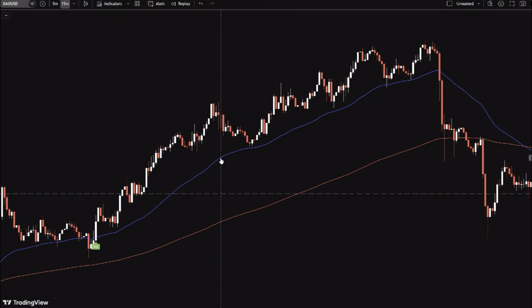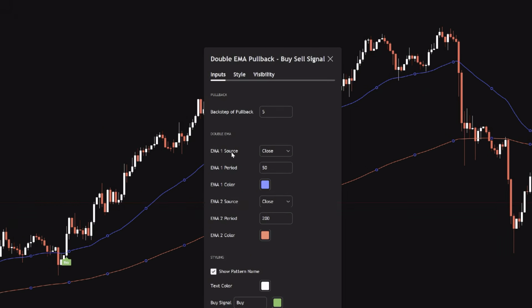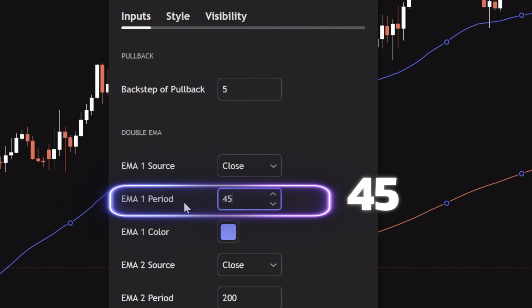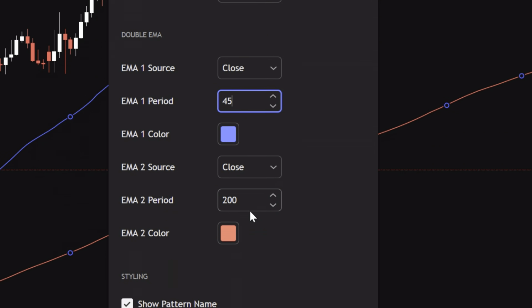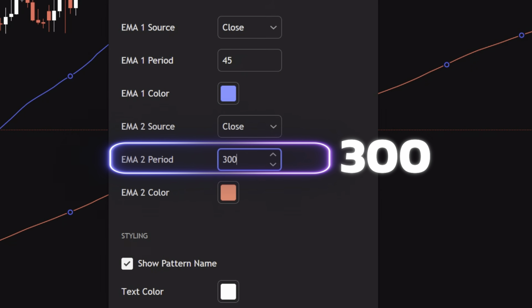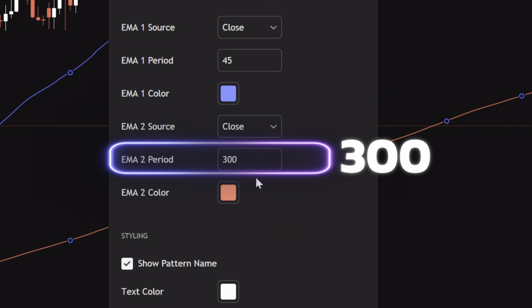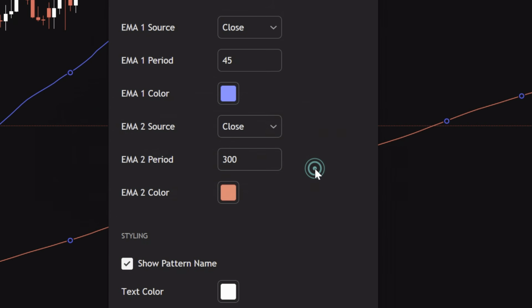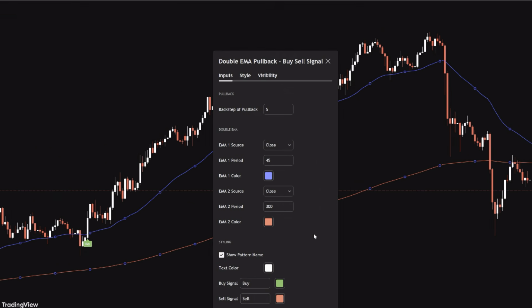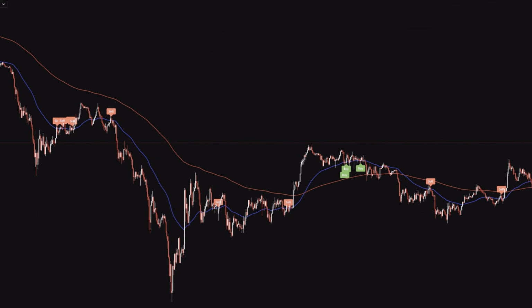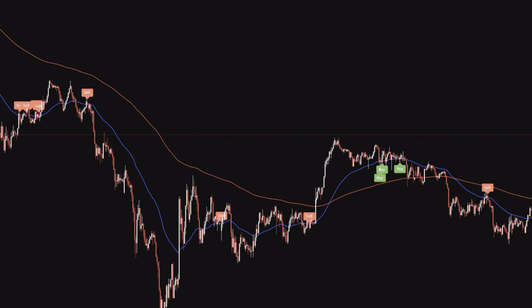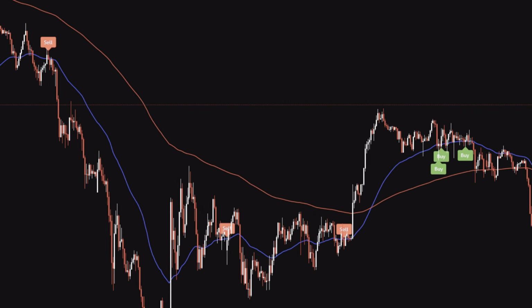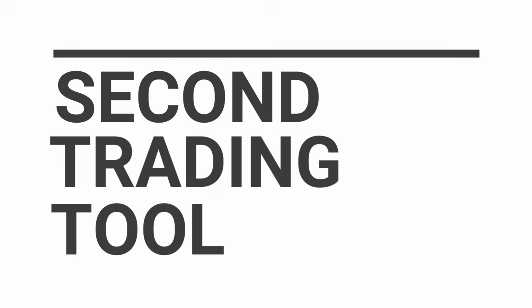Set EMA 1 to 45. And then set EMA 2 to 300. We use 300 because it filters the noise that confuses amateur traders. It gives you the real picture of where price is relative to the dominant trend, not the last few candles, the actual structure. The confirmation tool is called the range oscillator.